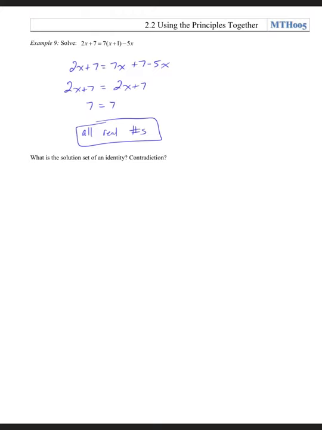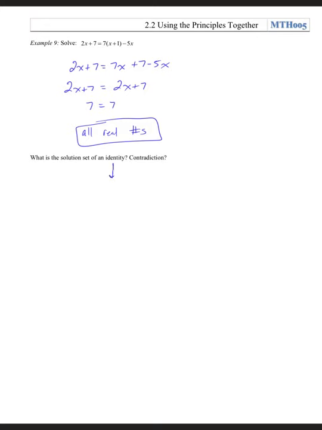Okay, you can see for this one what happens is when we distribute and then combine like terms, we're getting the same exact thing on both sides. And you move the variable term, you realize that the variable term gets eliminated and you're left with a statement of 7 equals 7. Since that is a true statement, that means the solution here is all real numbers. Meaning if you pick any real number off the number line and substitute it into this, it'll make that equation true. So the last thing here is, what is the solution set of an identity?